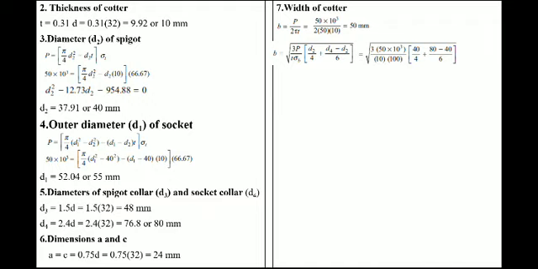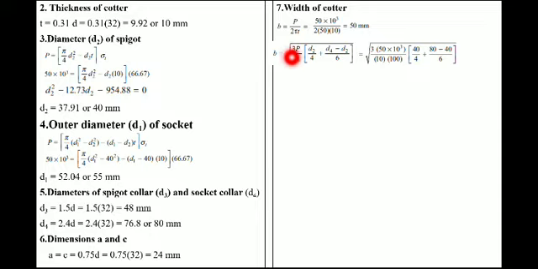Now width can be calculated in two ways. One is by shear stress, another by bending stress. So if I put the values here, B is equal to 3P upon T sigma B. Sigma B value is nothing but sigma T for the cotter. So what is the sigma T for the cotter? 100 Newton per mm square. This is a very important thing.